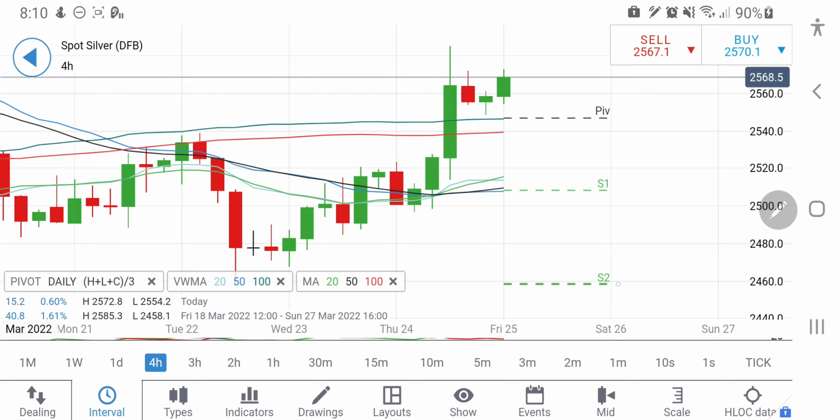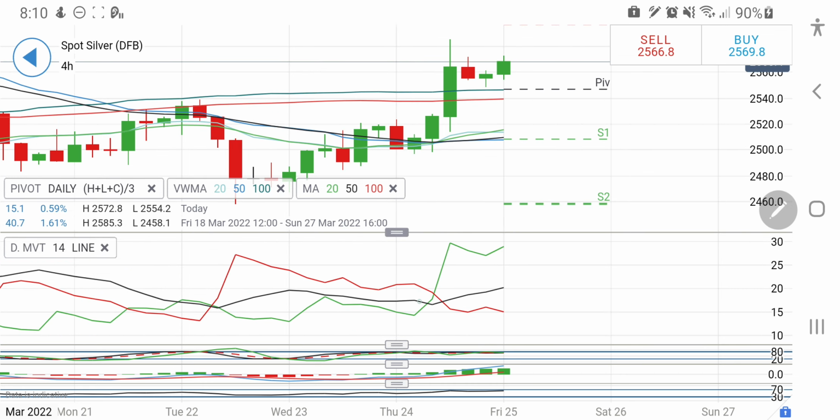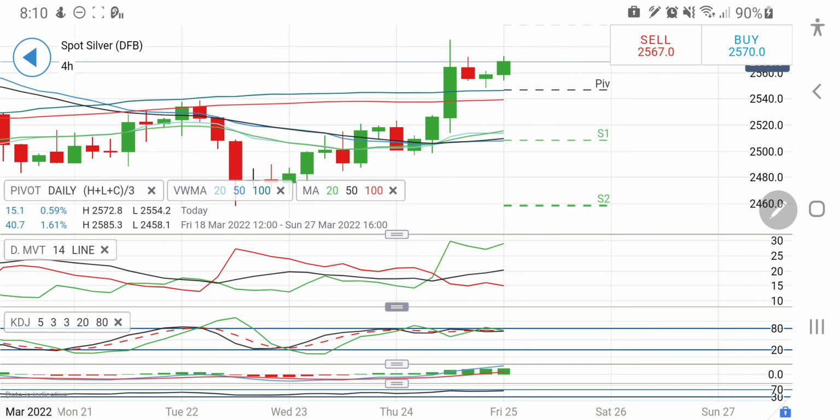and yes, it can achieve 2600 also if it continues to trade above 2558 levels. Below 2558, it may again try to hit 2550 and 2540. These two levels are very strong support levels for silver for any downward move. If it breaks 2540, you can expect that it can try to come back again towards 2520 and 2500 levels.